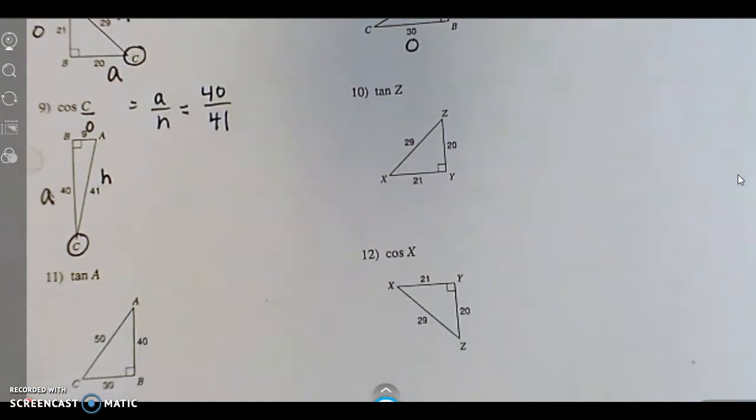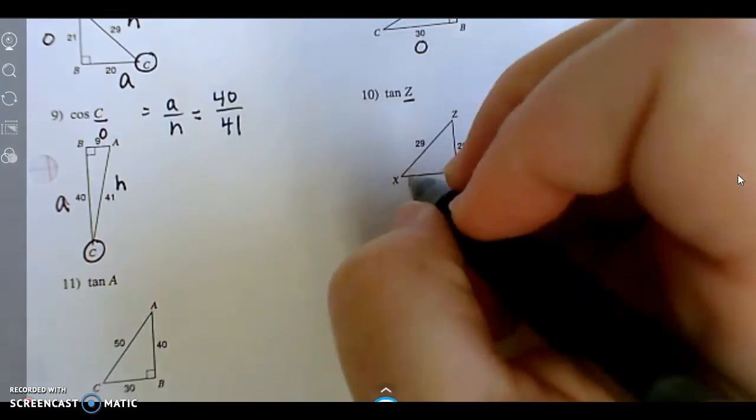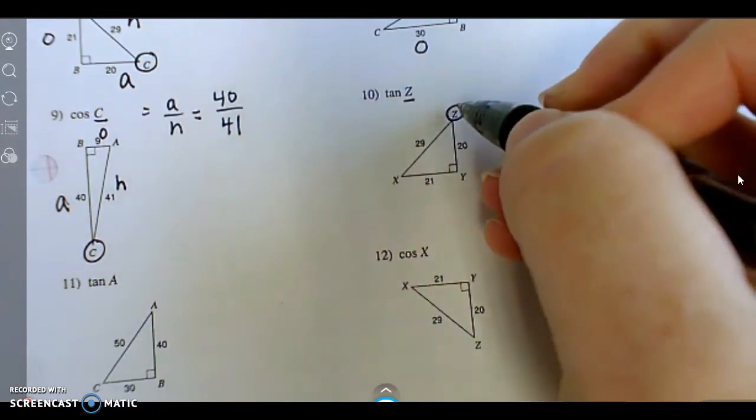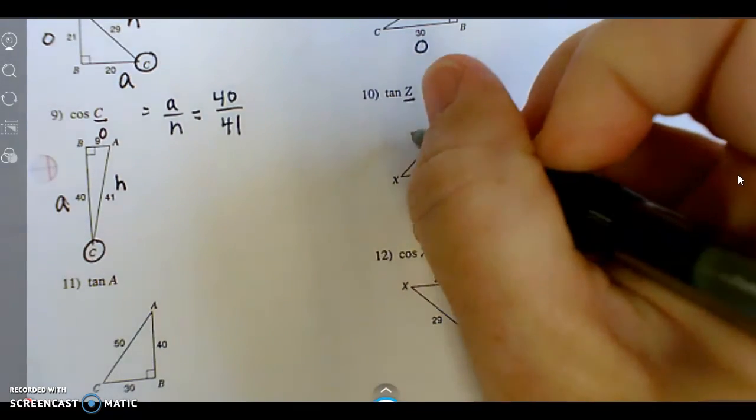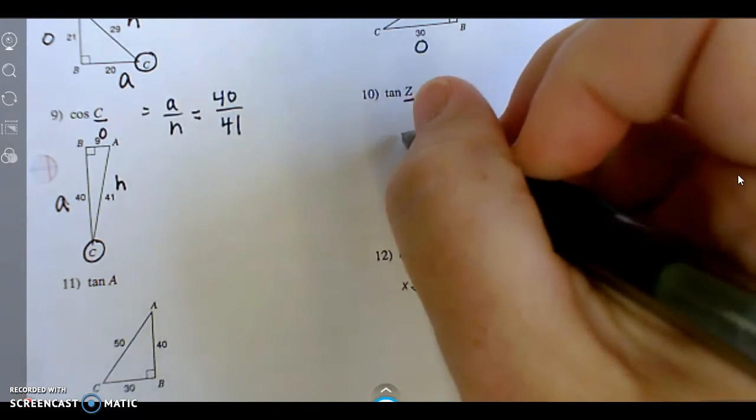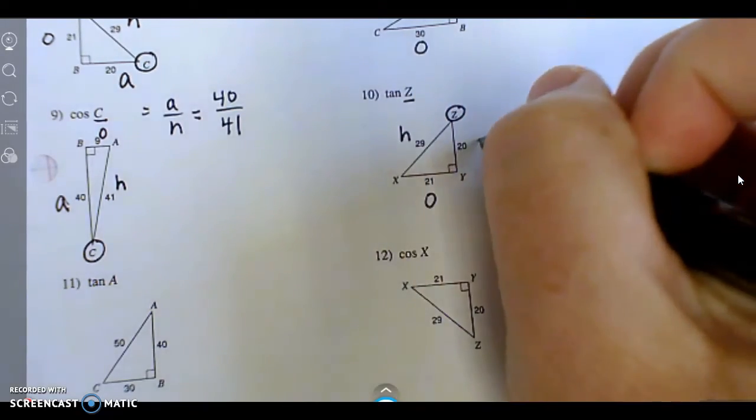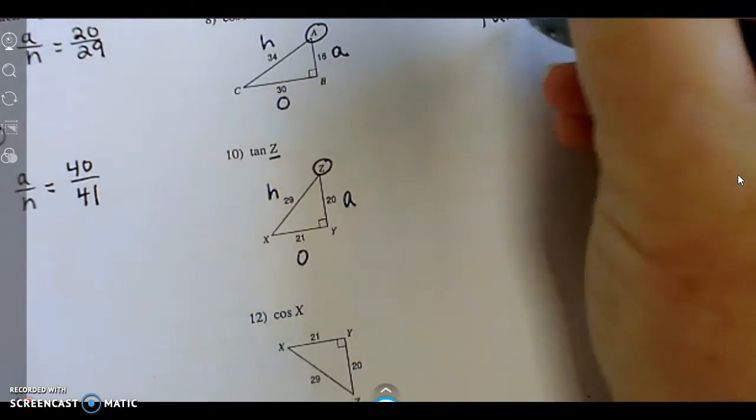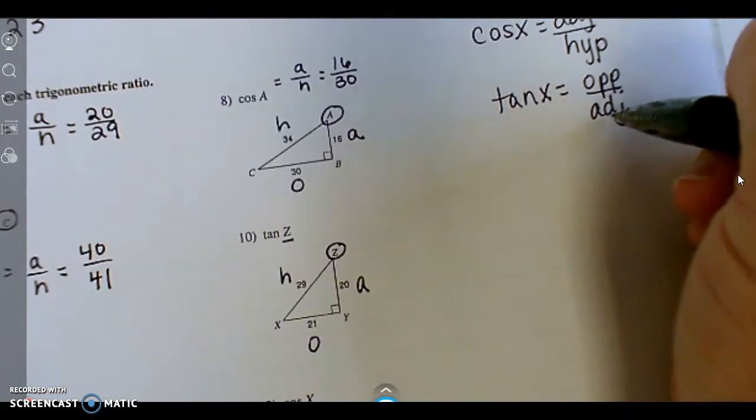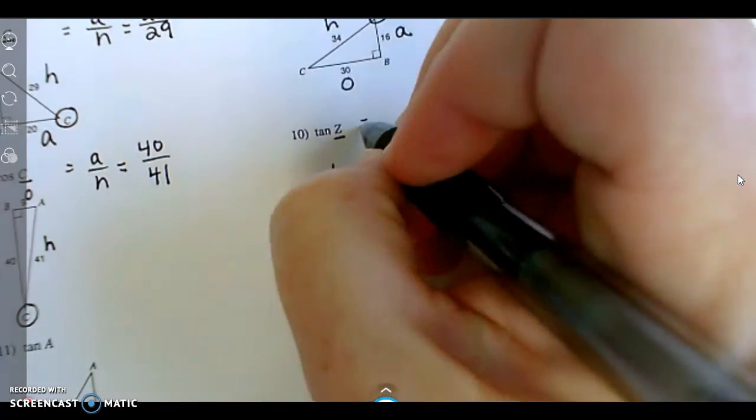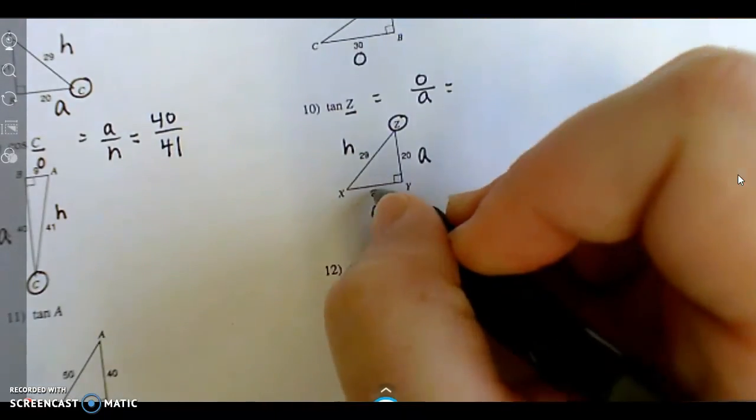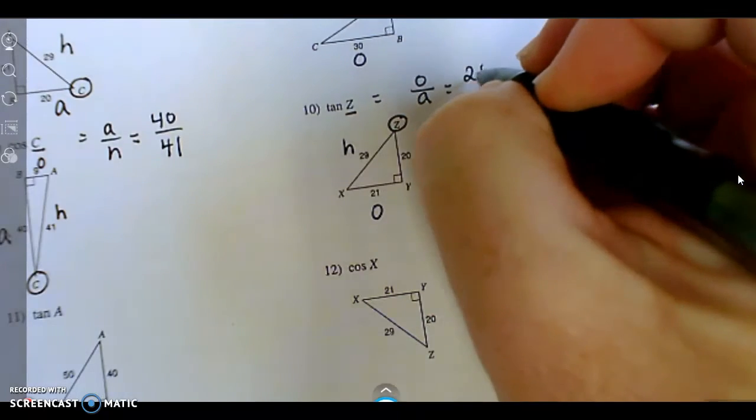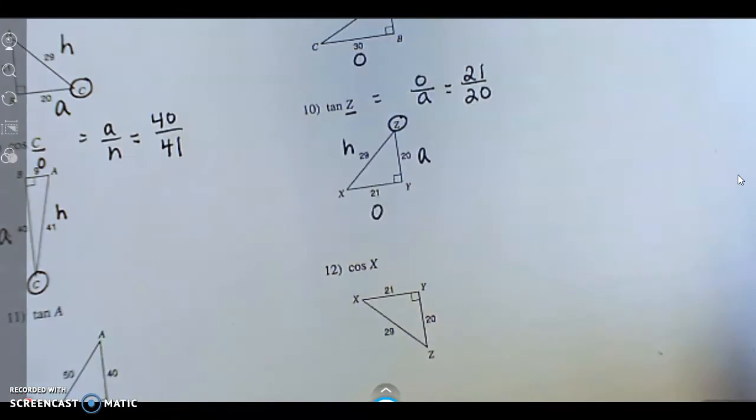Alright, number 10. It says Z, so we're starting with Z. Across from Z is O. Across from the Y is the 90, so that's the hypotenuse, and the other side is A. Okay, tangent is O and then A, opposite and then adjacent, so it's O over A. So O is 21, A is 20, and that's your answer.